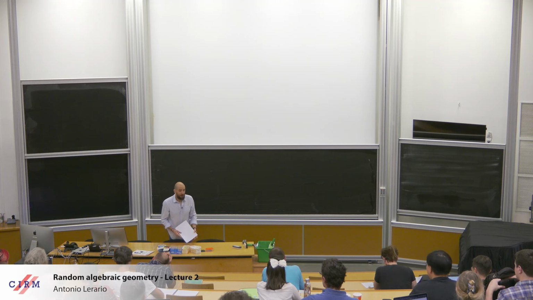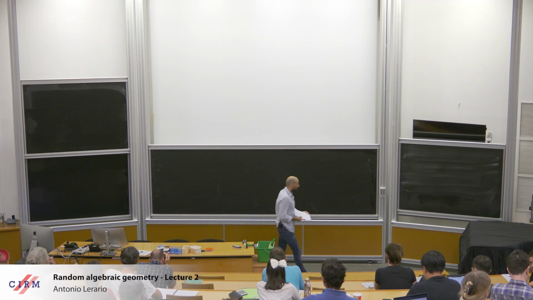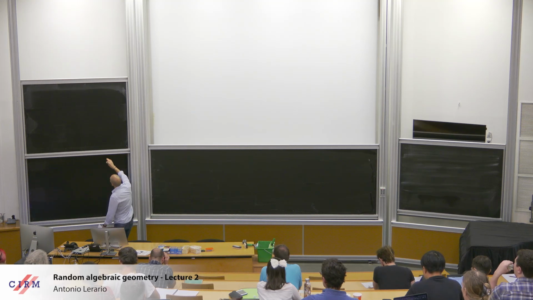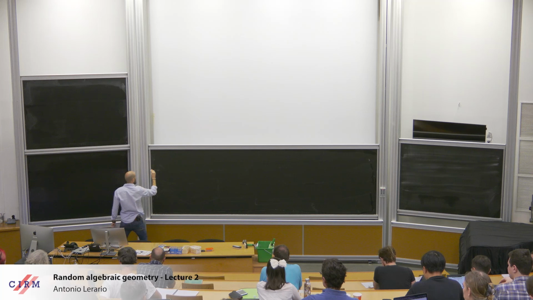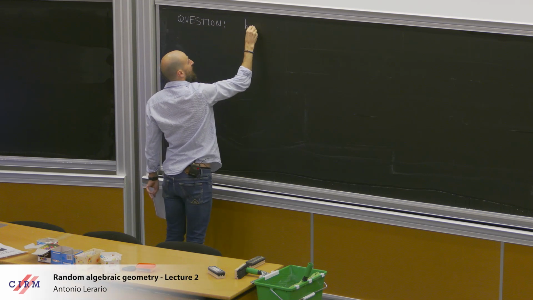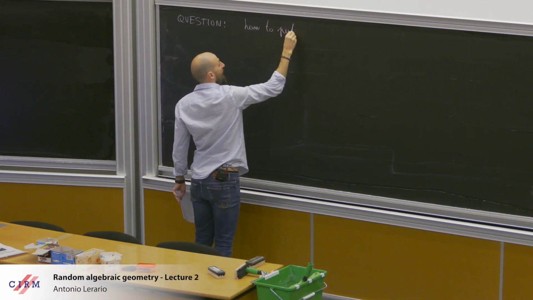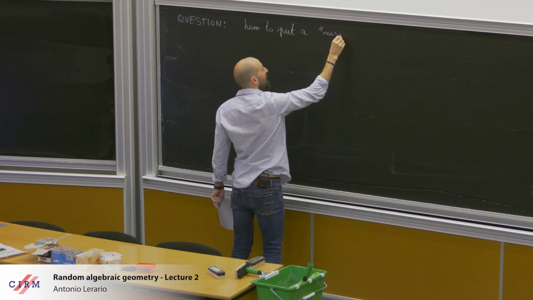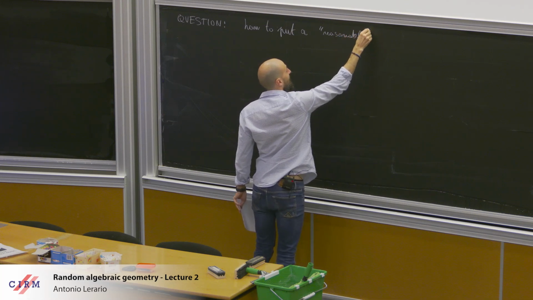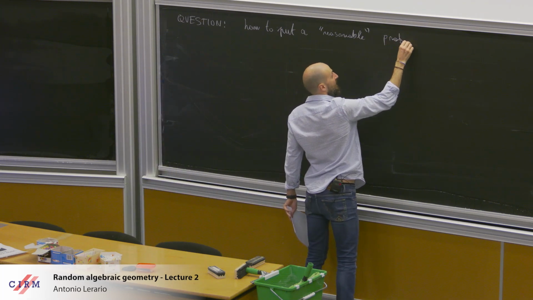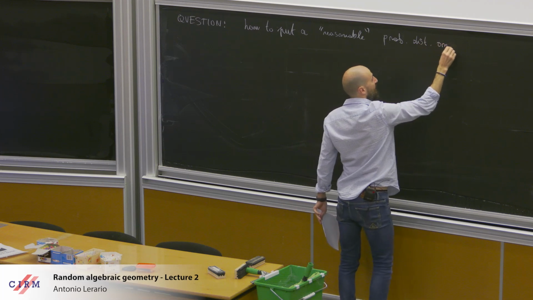So let me recall the point where we stopped yesterday, which was on this question: how to put, and now I say reasonable after a discussion that I had with one yesterday, a probability distribution on the space of polynomials.